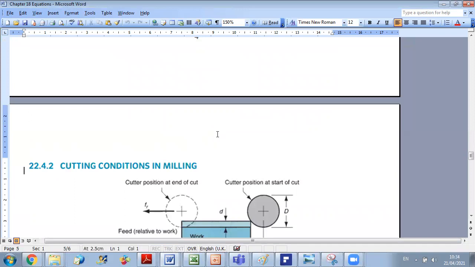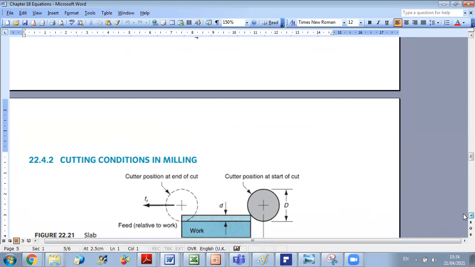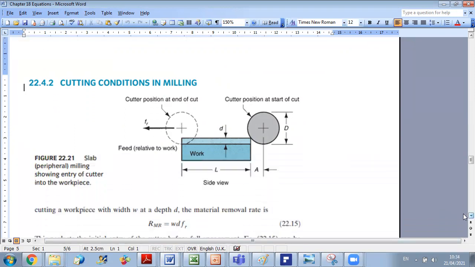Now we still have the cutting conditions in milling. So milling will be the most complex one because we have several scenarios of milling. So first we will consider a slab or peripheral milling that will show how the cutting is performed. Depending on the type of milling, the position between the work part and the cutter position will be different. And if you have slab or peripheral milling, it's not like face milling. We will see what is the difference of relative position between the cutter and the work.